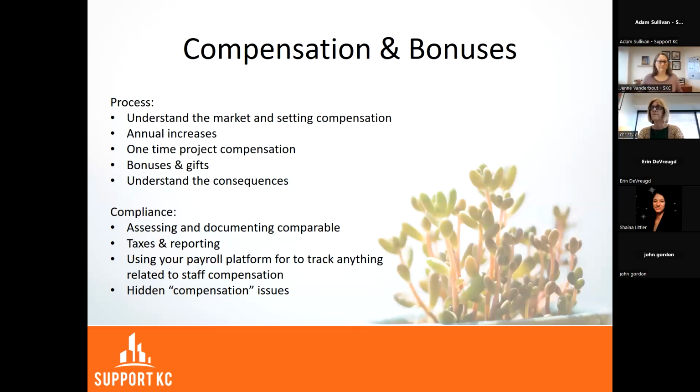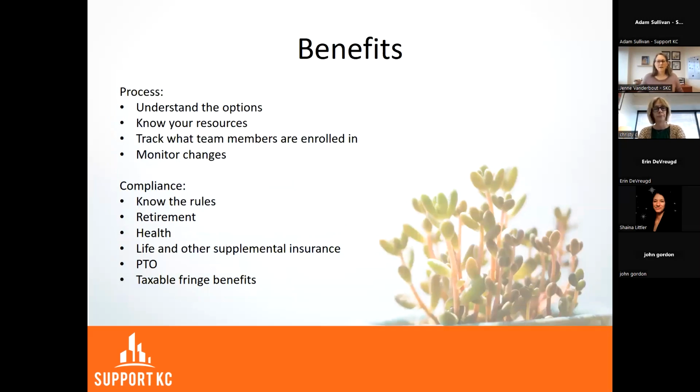So benefits, which is probably my least favorite thing that I get to deal with in my role, but I'm sure others of you think it's your favorite. Really, you need to make sure you understand what all the options are, when they take effect, when they can be changed, when they end, and know your resources. You don't have to know all the answers. You just need to know where to ask.